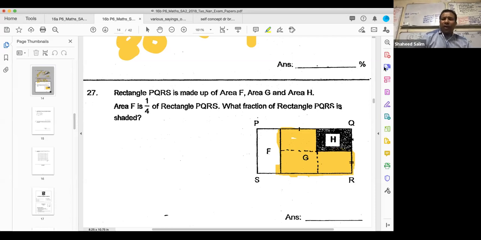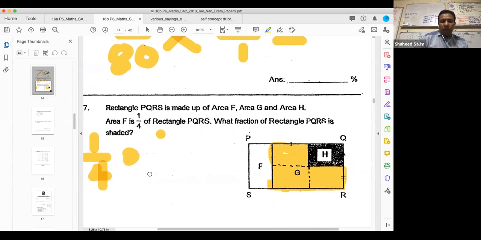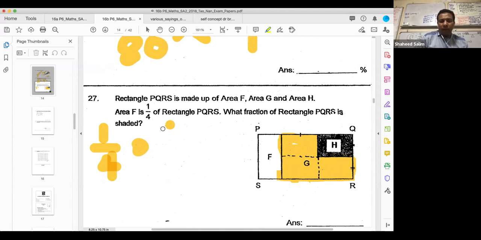If I were to ask you what fraction this shaded part is, is it 1/4 of the whole rectangle? Yes or no? Sophia, you say this is 1/4 of the whole rectangle. Hello, the whole rectangle is down here. This is 1/4 of this smaller rectangle. What is the small rectangle? The yellow part. So this is 1/4 of the yellow part.